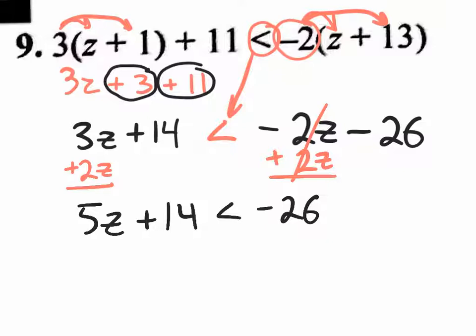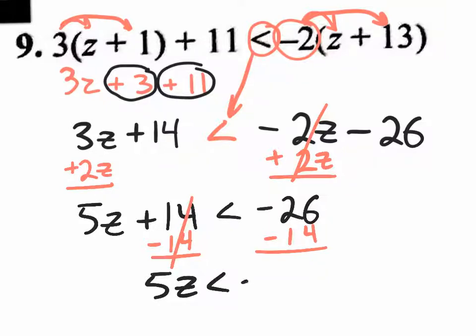So now let's get rid of that 14 to get z by itself on the left side. So we're going to subtract 14. Cancels. What you do to one side, do to the other side, subtract 14. What do I have left on the left side? 5z is less than negative, if you owe 26 and you owe 14, you will owe 40 altogether.